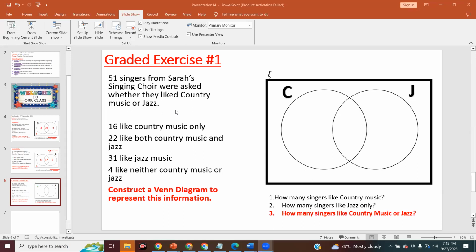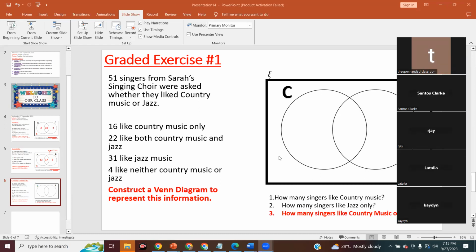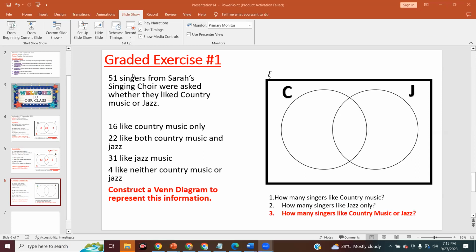All right, once you finish with your work, take a picture of it and send it to me via WhatsApp. Lanaya, what number are you on? I'm on 2014. Okay, do you have any questions for me? No, sir.